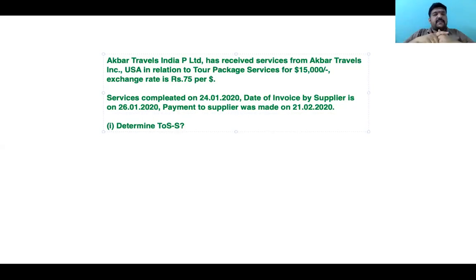Maybe the importance of the exchange rate, which date I should take, all that will be more relevant to us after valuation. Now it will not be very important to us. Coming back here, services were completed on 24/1/2020. The invoice was issued on 26/1/2020. Payment to the supplier was made on 21/2/20. Determine the time of supply of service. In my view, an easy entry. We are here not for question one, we are here for question two, which I'm about to ask.